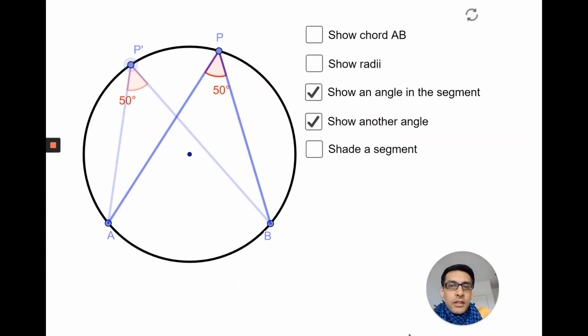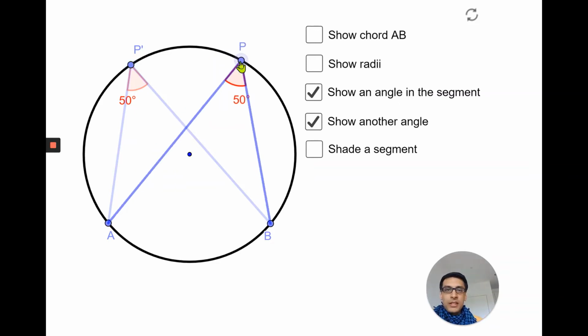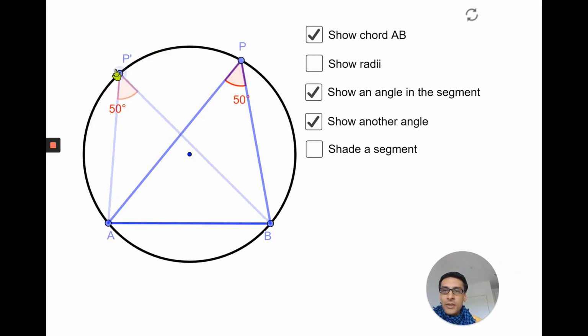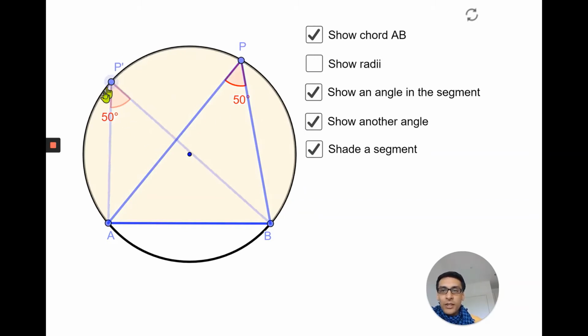Right, so here's just another interactive just to make it clear for you. We have the two angles here, which are subtended from the arc AB. Another way to look at it is it's a chord AB, and there is a segment. So the segment's now shaded in. You can see that's the segment we're talking about. And then we can say, well, these two angles have to be the same.